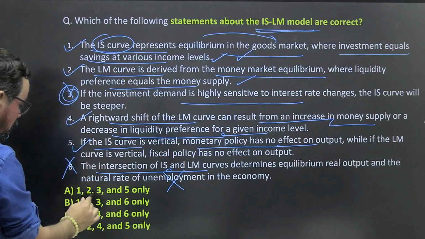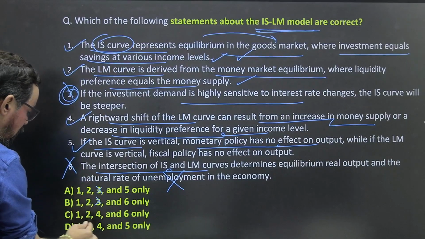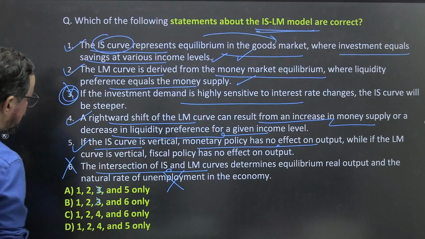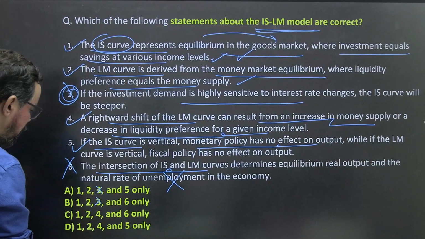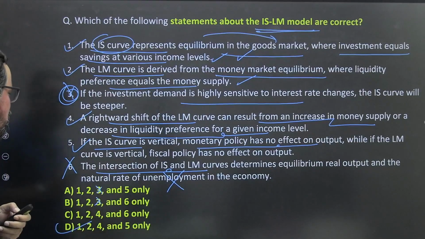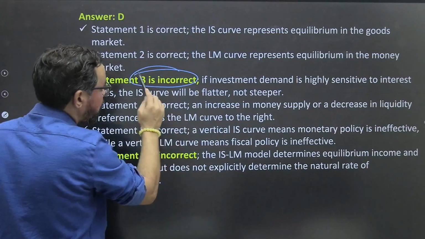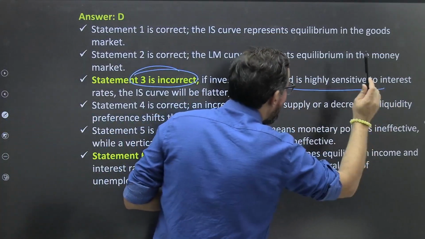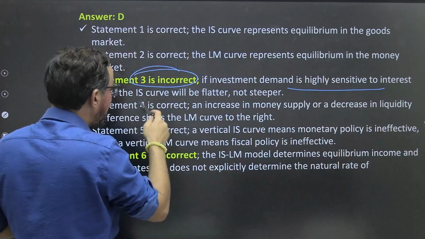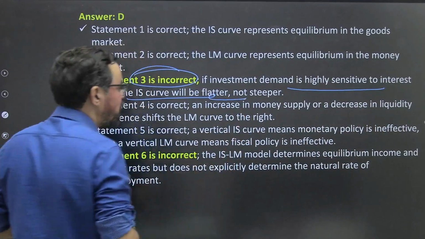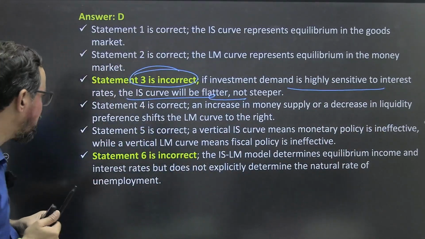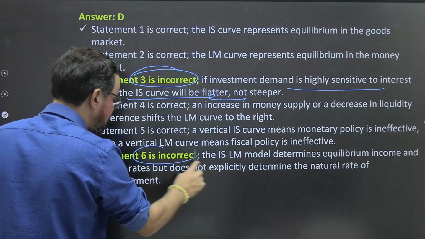1 2 4 5, 1 2 no, 1 2, 1 2 4 6 no, 1 2 4. Okay, option D should be the right answer for this particular one. So statement third was wrong. If investment demand is highly sensitive to interest rate, the IS curve will be flatter, not steeper. The other one is statement 6, which was incorrect.